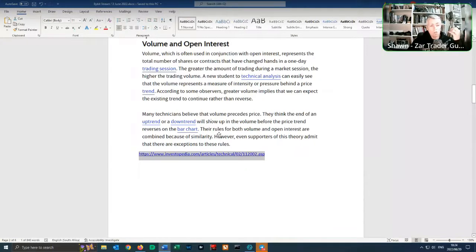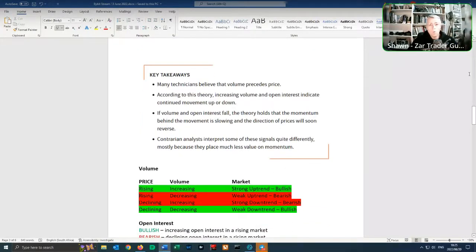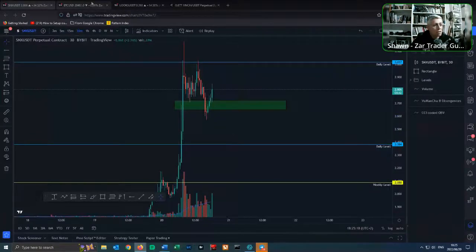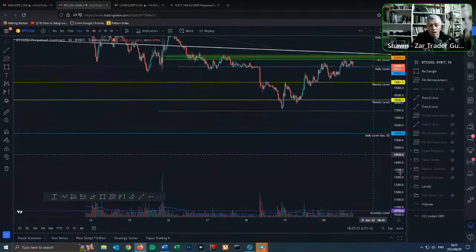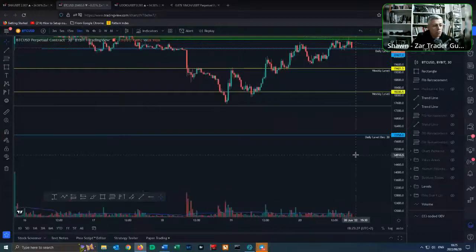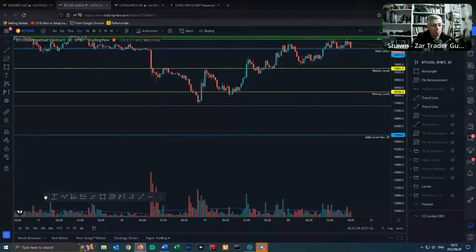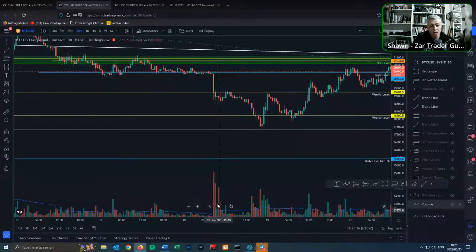Their rules for both volume and open interest are combined because of similarity. However, even supporters of this theory admit there are exceptions to the rules. Now, it doesn't work 100% of the time, but a lot of the time it really does. So what we can see here, if we look at the Bitcoin chart again, and I often use this in my trading, we can see as price starts dropping, we have a huge spike in negative volume.